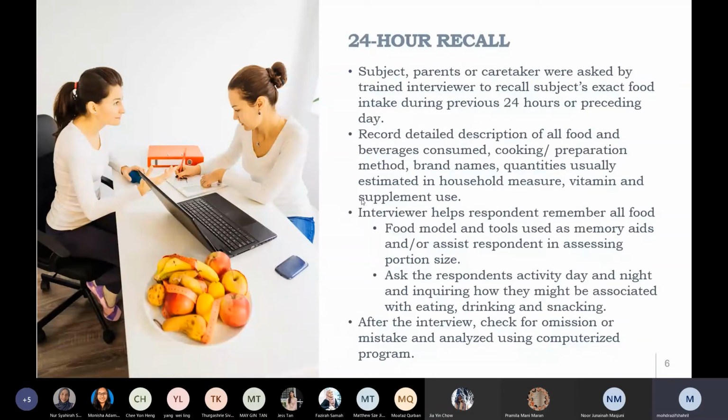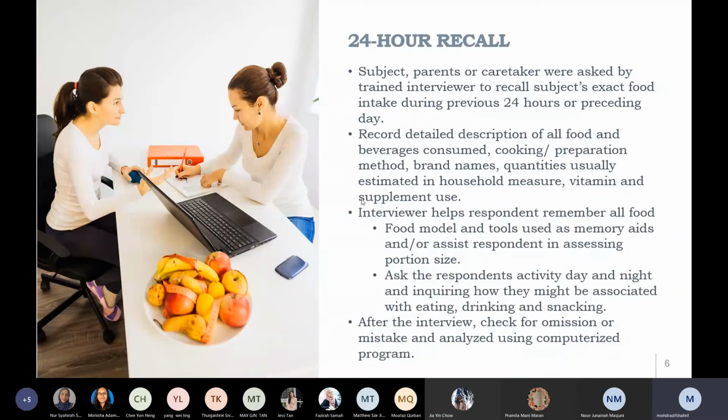So we ask them the activity of the respondents, what did they do, or with whom they consume the foods, at what time, whether they are watching television, and so on. This is just to help the respondents to recall their food intake. So after the interview, we check for omissions or mistakes and analyze using computerized method.